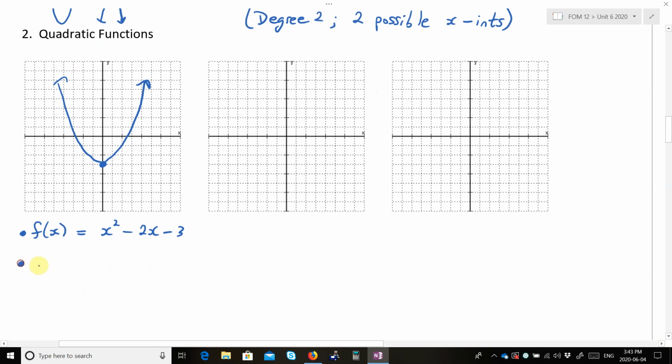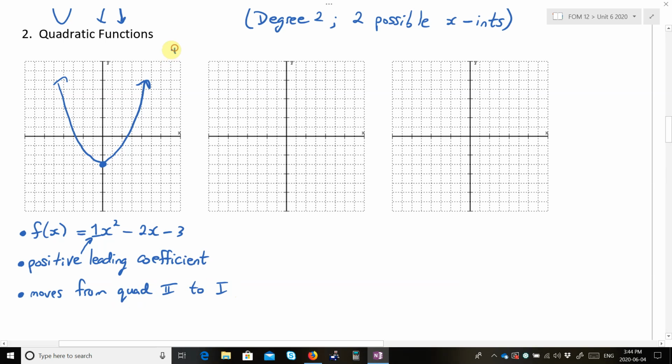And actually, that's what I was going to say in the second bullet here. You have to have a positive leading coefficient. And that positive leading coefficient right there is 1, secret 1. And this moves from quadrant 2 to 1 as you move from left to right.